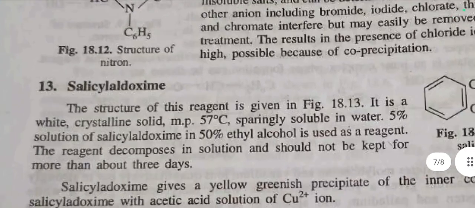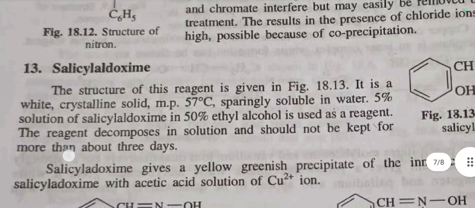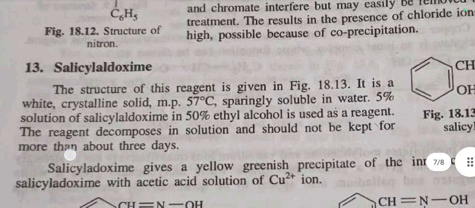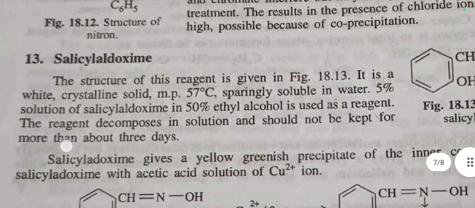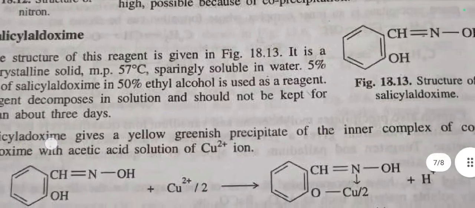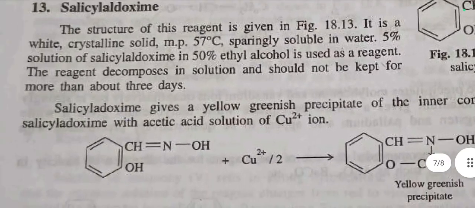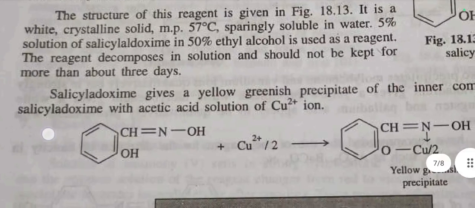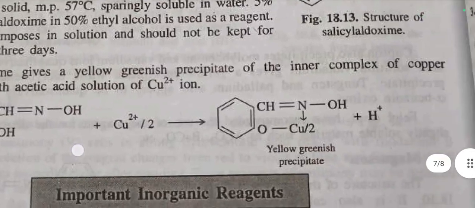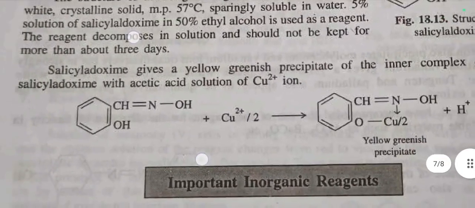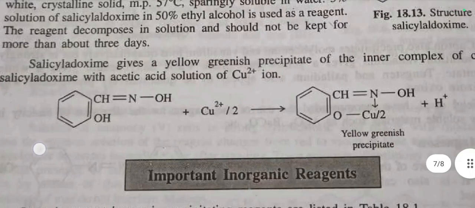13th, salicylaldoxime. The structure of this reagent is given in figure 18.13. It is a white crystalline solid, melting point 57 degrees Celsius, sparingly soluble in water. A 5% solution of salicylaldoxime in 50% ethyl alcohol is used as a reagent. The reagent decomposes in solution and should not be kept for more than about 3 days. Salicylaldoxime gives a yellow-greenish precipitate of the inner complex of copper with acetic acid solution of Cu2+ ions.